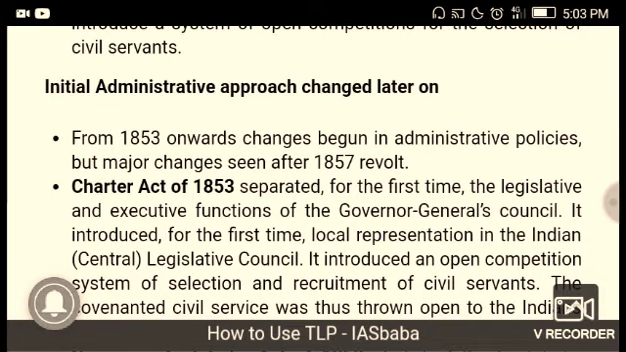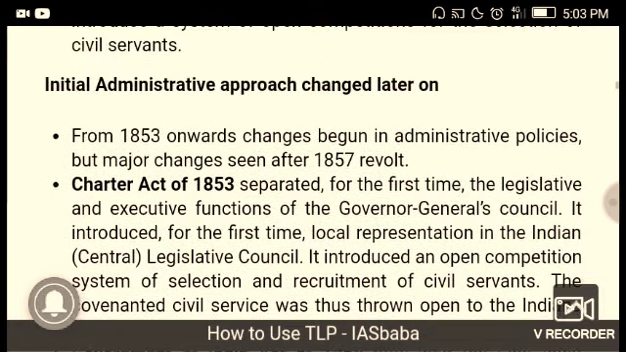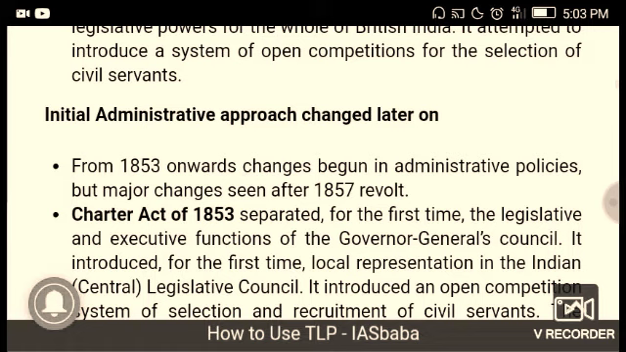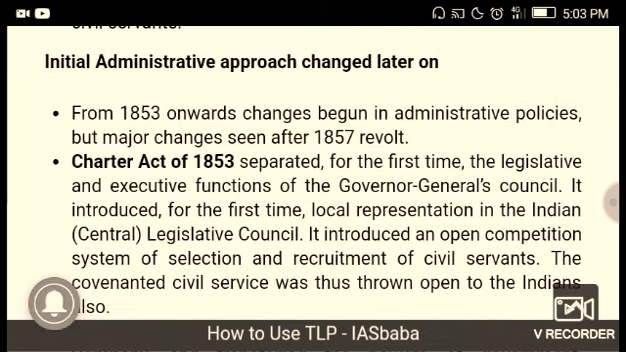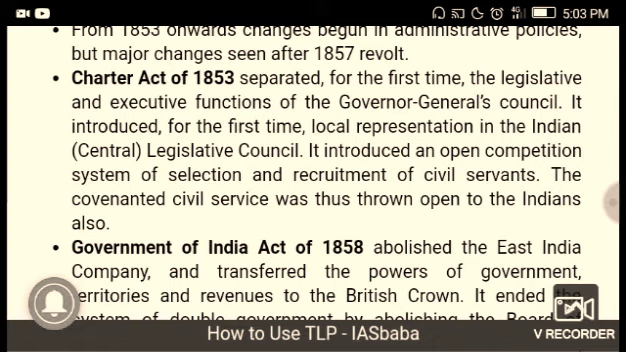The administrative approach changed later on. From 1853 onwards, changes began in administrative policies, but major changes were seen after the 1857 revolt. The Charter Act of 1853 separated for the first time the legislative and executive functions of the Governor General's Council. It introduced for the first time local representation in the Indian Central Legislative Council. It introduced an open competition system of selection and recruitment of civil servants.